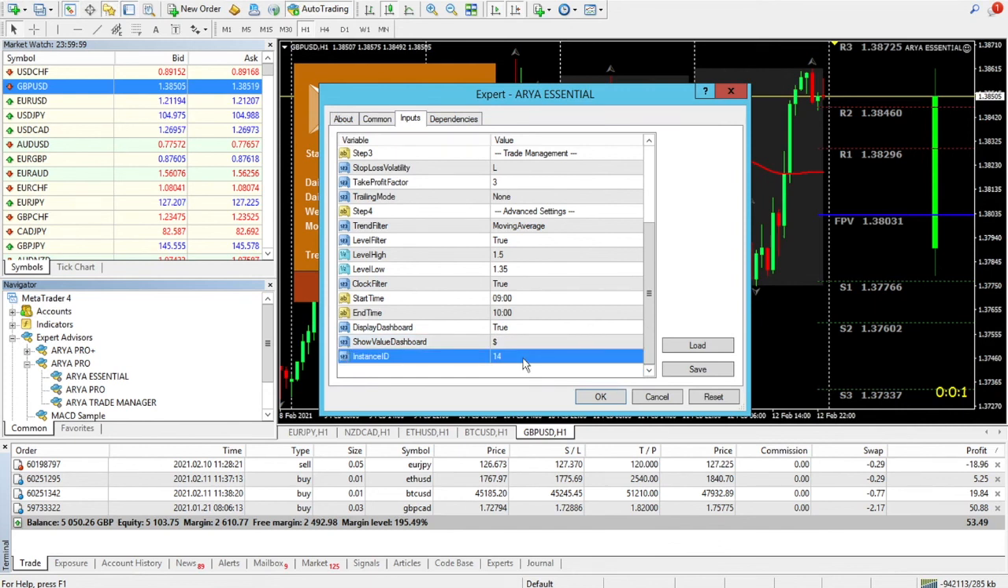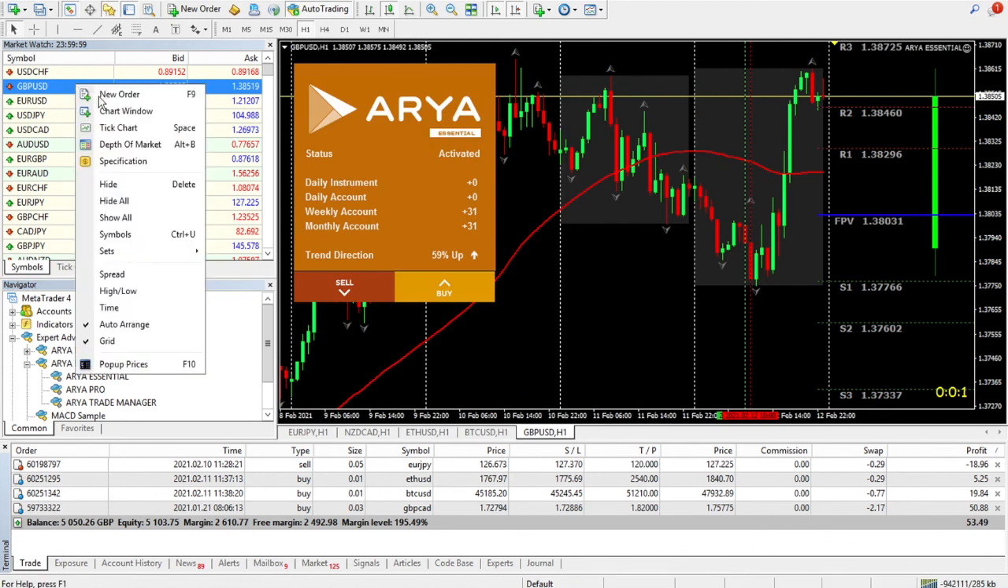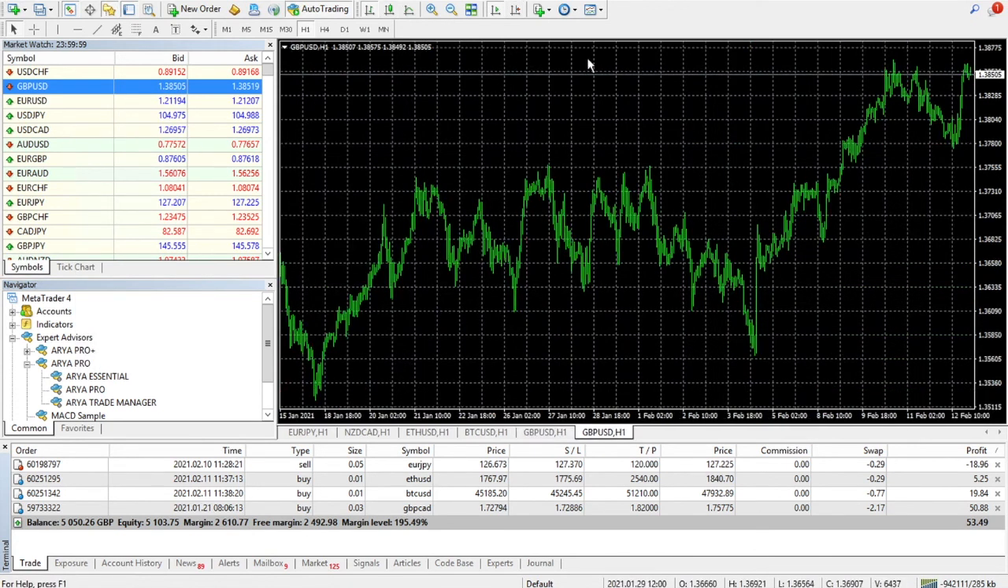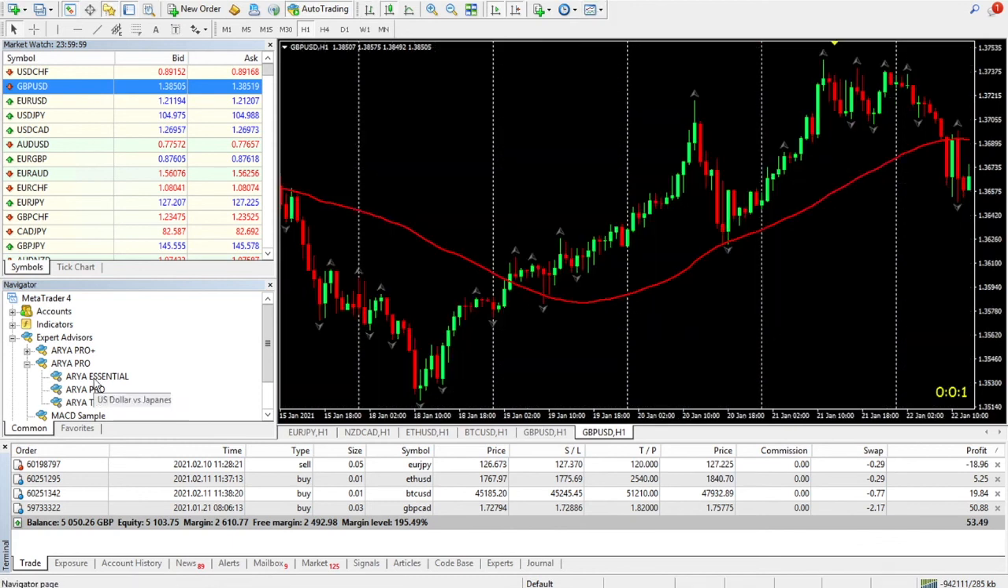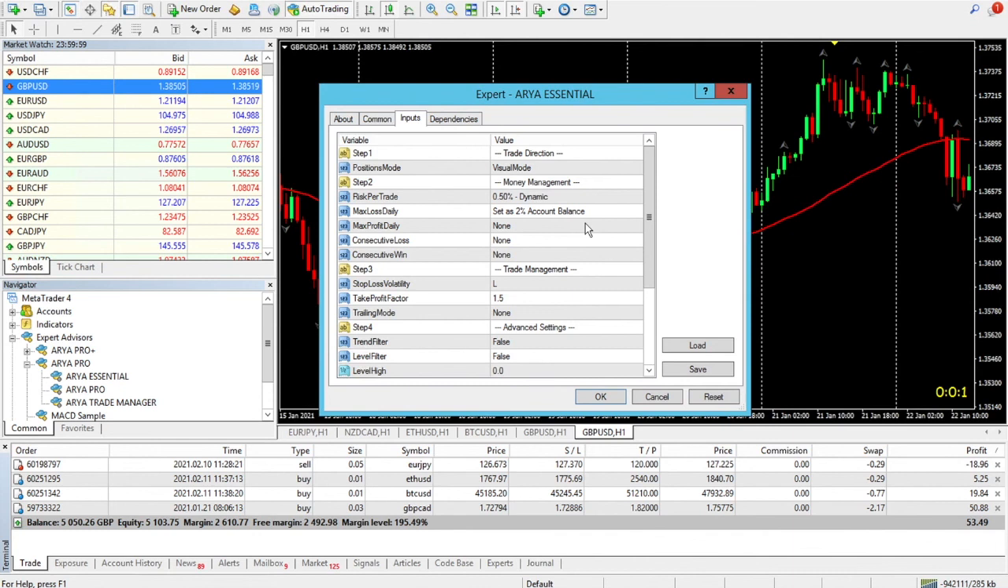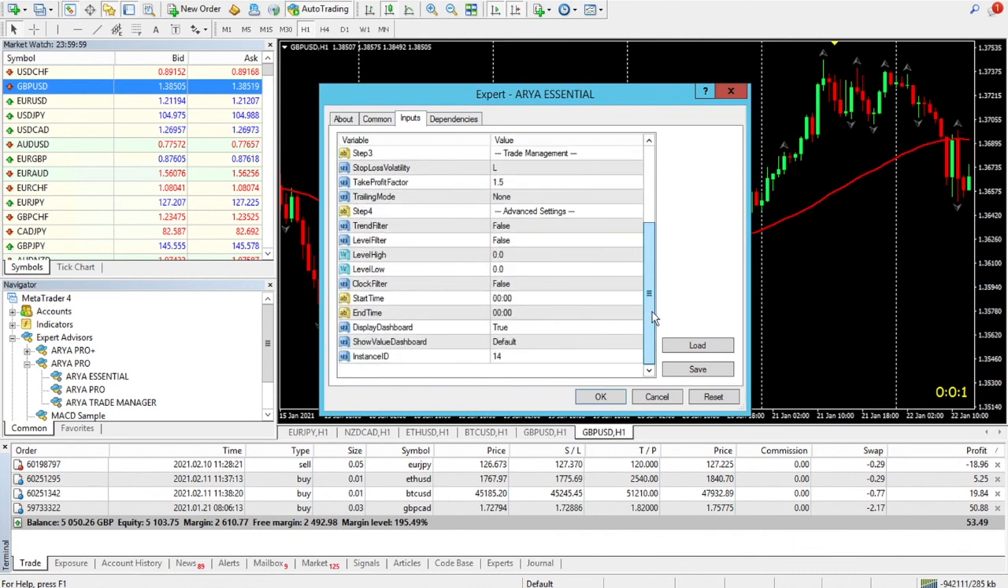And finally, the instance ID allows you to run multiple trades with Arya Essentials on the same asset. The second trade can only be taken on a second chart when the first trade has secured its break-even. With Arya Essentials, the default number for the first trade is 14. To launch a second trade, simply go to your trade of choice, open a new chart window, drag Arya Essentials onto the chart, and define your settings however you like. However, in Instance ID, for your second trade, you can put 15 and enter the trade.